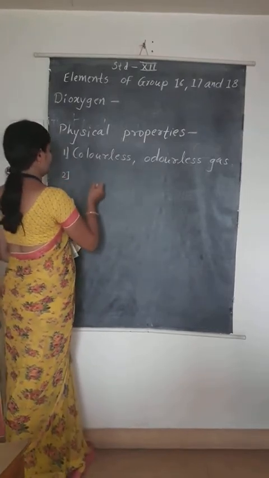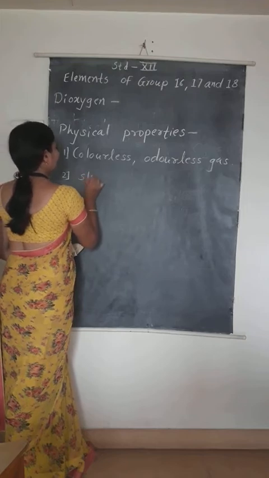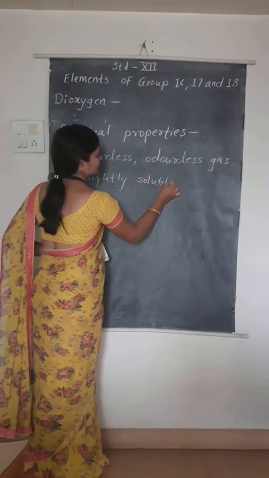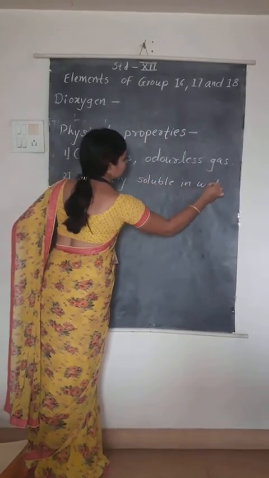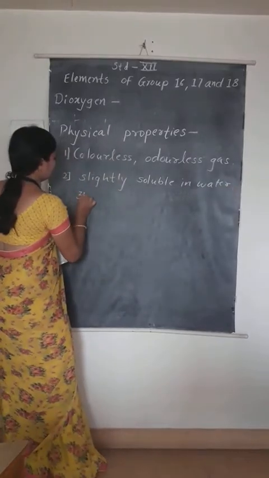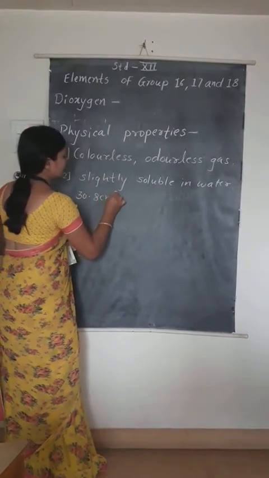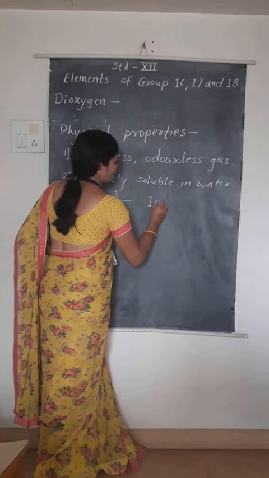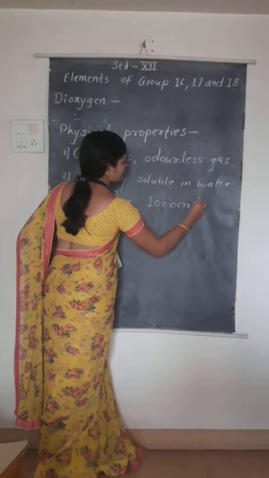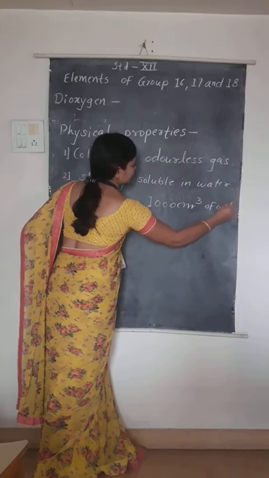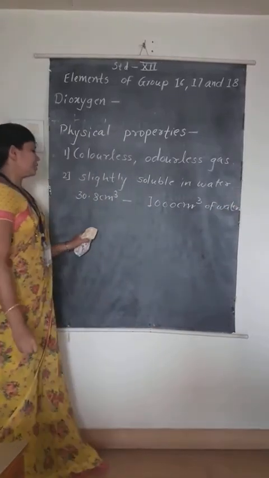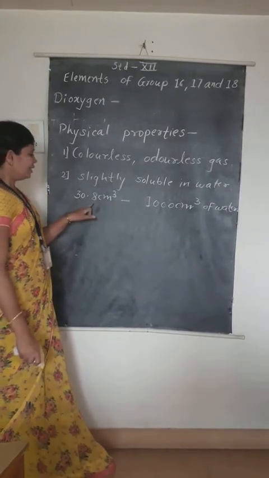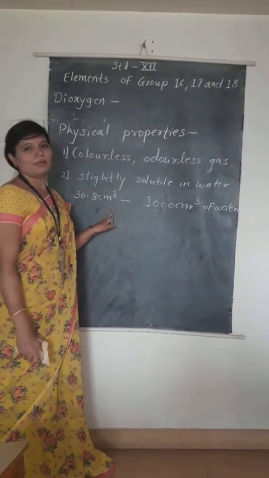Its solubility in water is less, slightly or sparingly soluble in water. About 30.8 cm cube of oxygen is dissolved in 1000 cm cube of water. See students, this small amount of oxygen in water is sufficient to sustain life under the water.